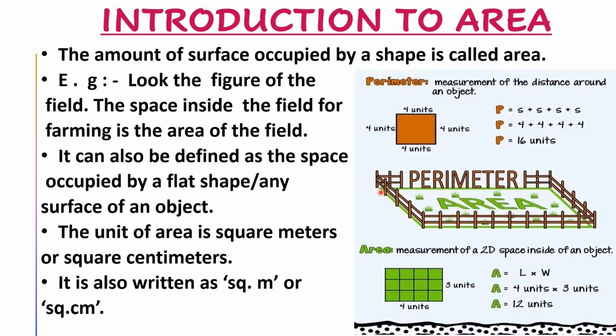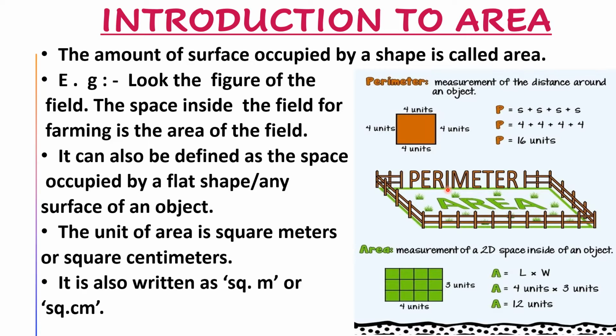Let us take an example. Look at the figure of the field. The space inside the field which has been used for farming is called the area of the field. The space inside this field is called the area. It is rightly said that the space occupied by any flat shape or any surface of an object is called an area.